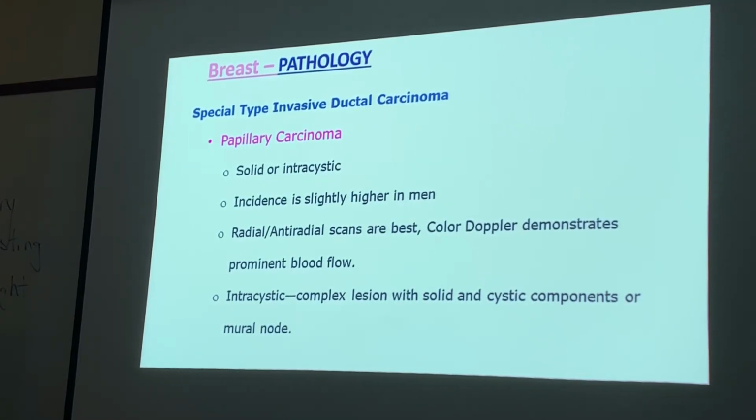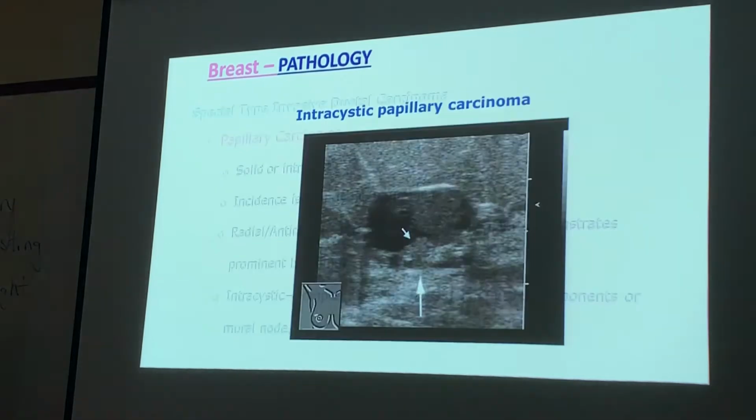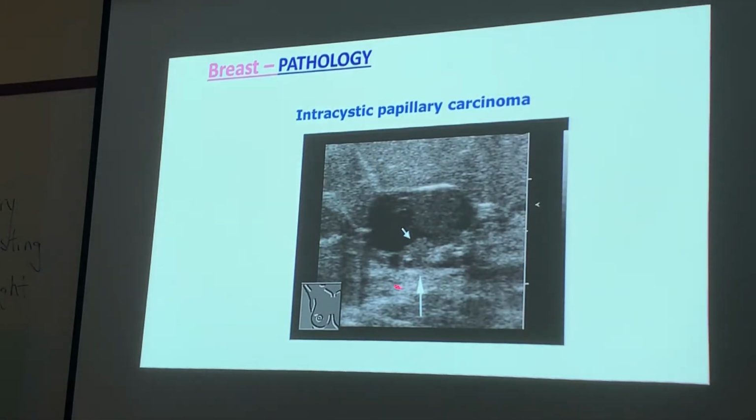Papillary carcinoma is also solid or intracystic. Those are the two types right there. Okay, it has a higher incidence in men. Radial and anti-radial scans are the best, and color Doppler demonstrates prominent blood flow. Again, this papillary cancer affects the duct, so of course radial and anti-radial scans are going to be good with seeing them. Intracystic lesions are complex with solid and cystic components or a mural node. This right here is an image of an intracystic papillary carcinoma.